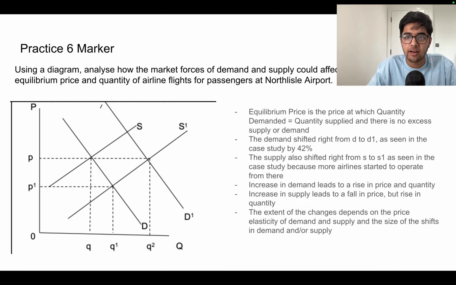The demand shifts right from D to D1, as seen in the case study, which is stated it increases by 42%. The supply also shifted right from S to S1, as seen in the case study, because more airlines started to operate there. These are application and will get you those maximum marks. The increased demand leads to a rise in price and quantity. The increase in supply leads to a fall in price but rise in quantity. The extent of the changes depend on the price elasticity of demand and the supply, and the size of the shifts in demand and or supply.